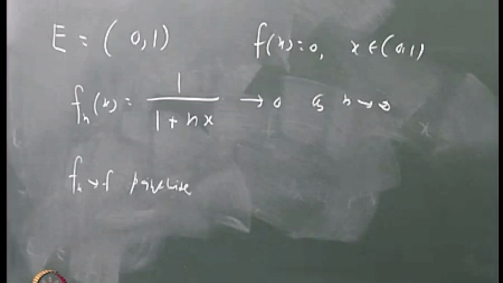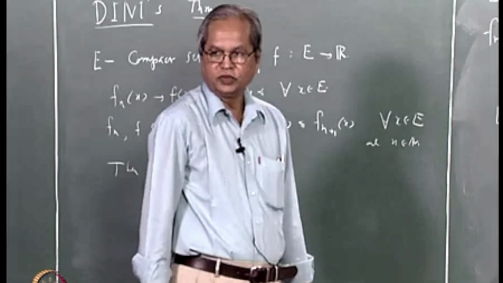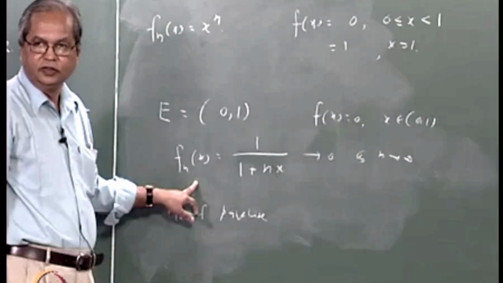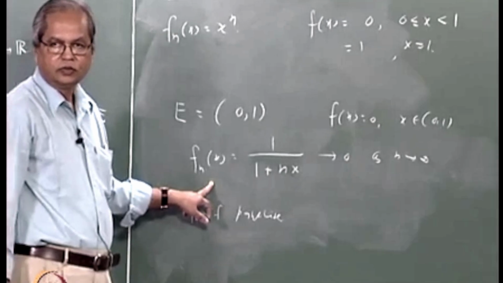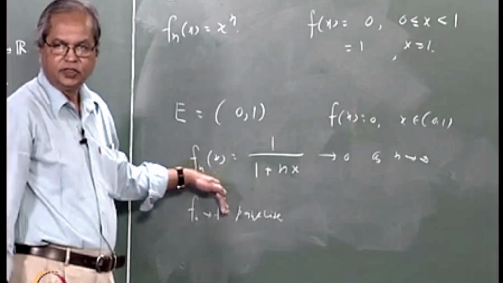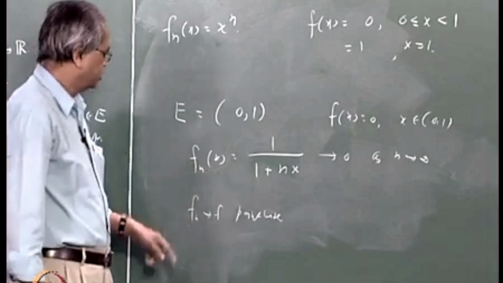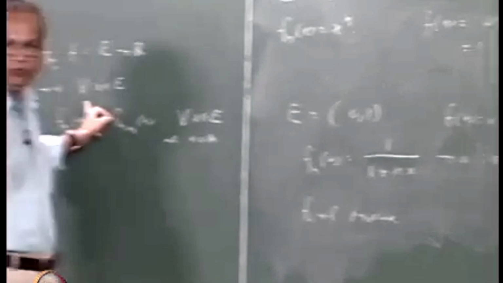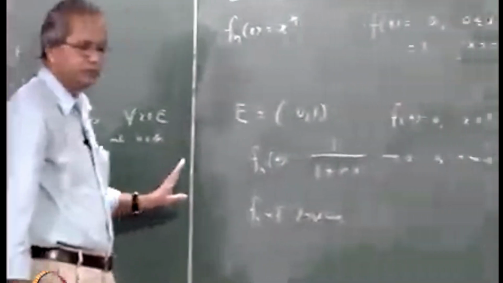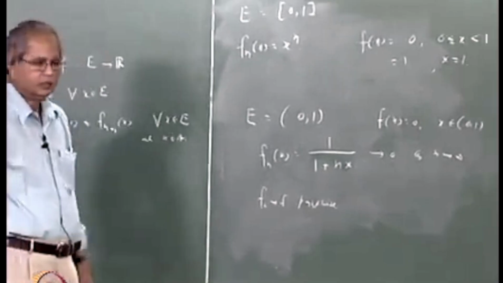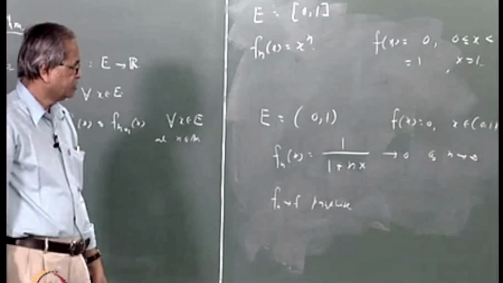Is it monotonic? Suppose you fix x. How are Fn plus 1 of x and Fn of x related? It's decreasing, right? It's a decreasing sequence. So everything else is satisfied except that E is compact. Is this convergence uniform? How do you settle that?